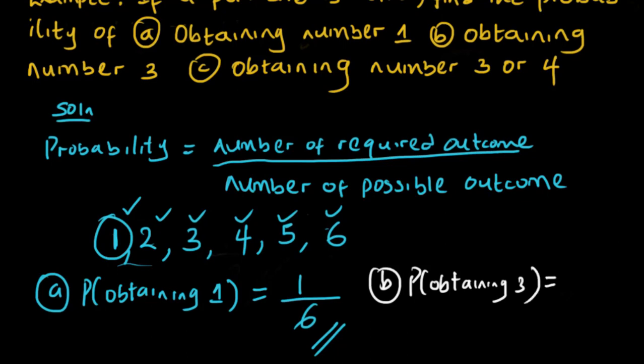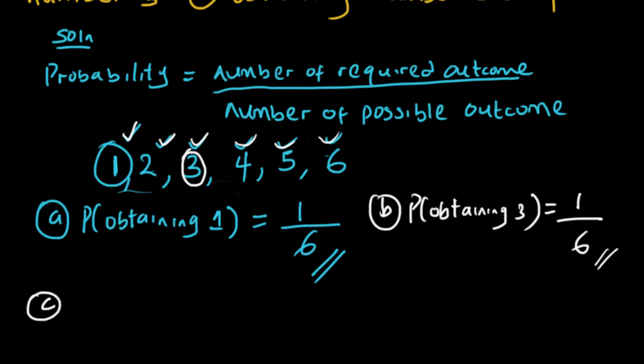equals to, now in these possibilities, how many 3s do we have? 1. So we have 1 all over. What's the total number of possibilities? 1, 2, 3, 4, 5, 6. So the probability of obtaining 3 is also 1 over 6. Do you understand? Now let's do C. The probability of obtaining number 3 or 4.